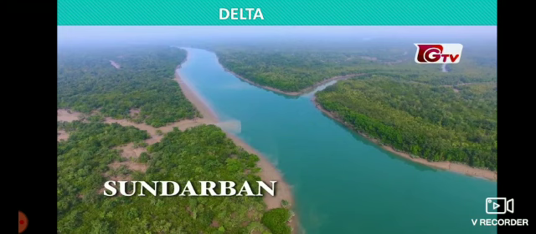It is located at the mouth of the rivers Ganga and Brahmaputra, near where they flow into the Bay of Bengal. Similarly, here in our Andhra Pradesh, we have fertile deltas formed by the Godavari and Krishna rivers. Now let us see another landform.